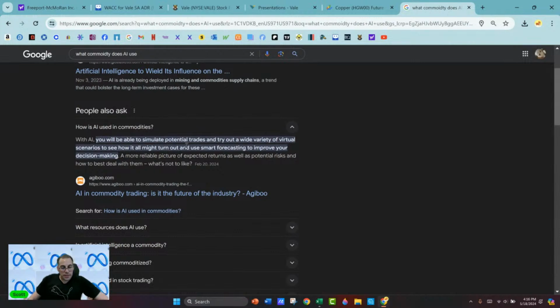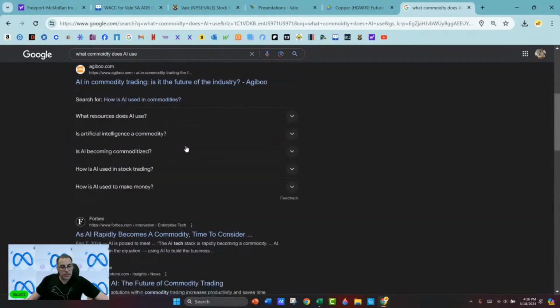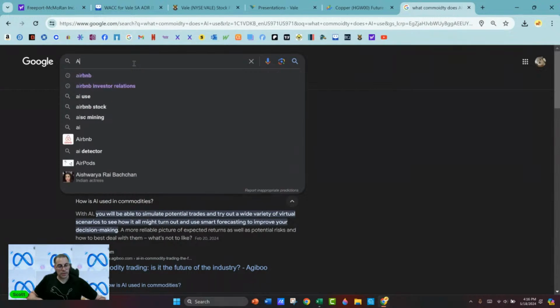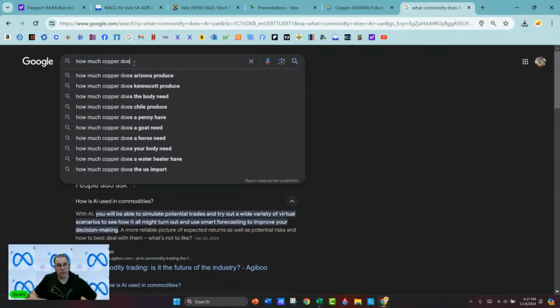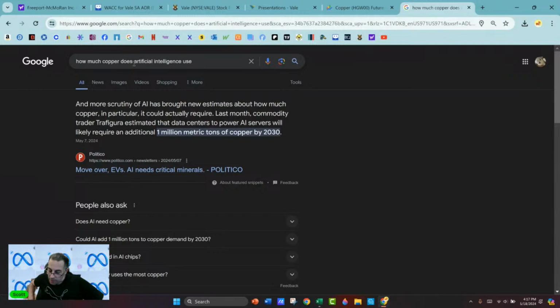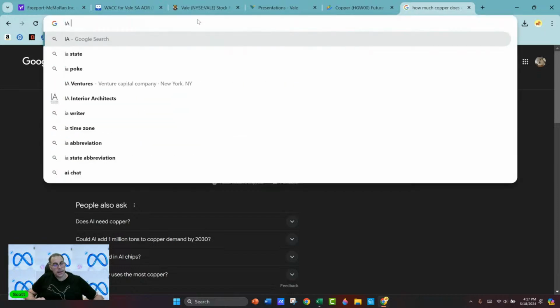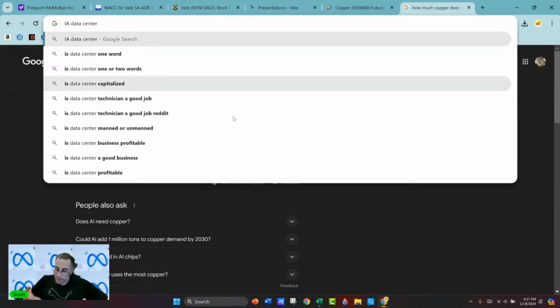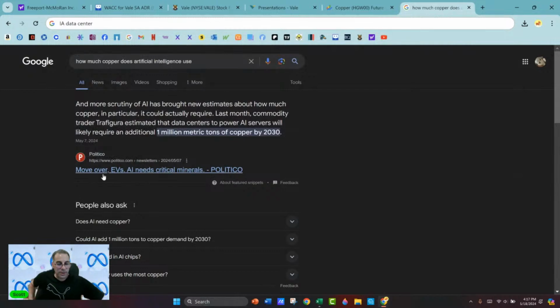With AI, you will be able to simulate potential trades. Why do you keep saying IA? Am I missing something? Is IA something else, or do you just mean AI? IA data centers consume tons of power compared to regular data centers. Is that something? IA? I don't want to sound like an idiot. I'm assuming you mean AI. Okay, got it. I just didn't want to go off on a different path.